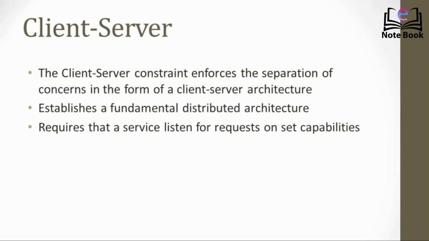The client-server constraint requires that a service offer one or more capabilities and listen for requests on these capabilities. This helps establish a fundamental distributed architecture, thereby supporting the independent evolution of the client-side logic and server-side logic. A consumer invokes a capability by sending the corresponding request message, and the service either rejects the request or performs the requested task. What this means is that essentially a client-server architecture has to be established for REST API to work properly. A client has to be independent from the server, and a client has its own set of functions which differ from the server.